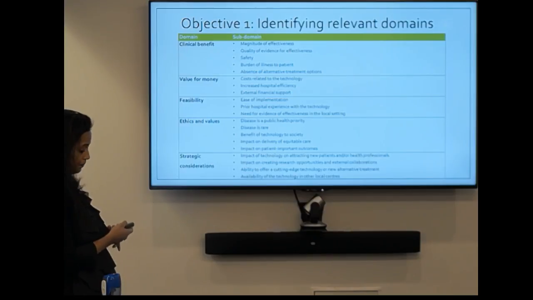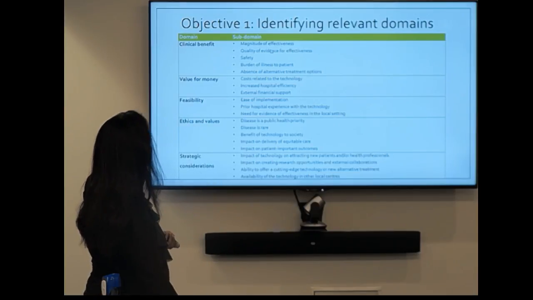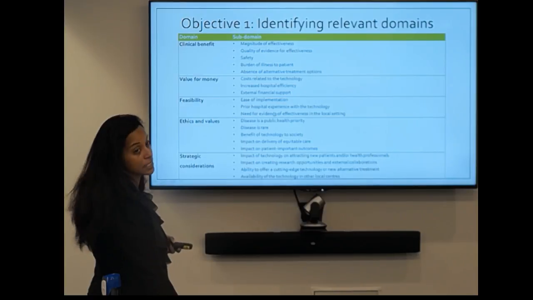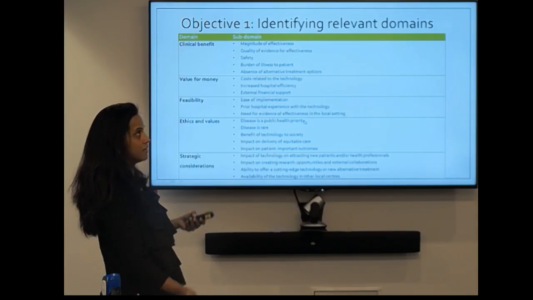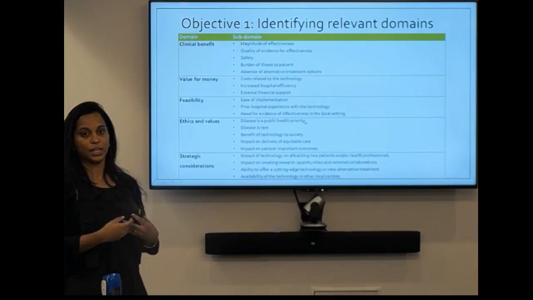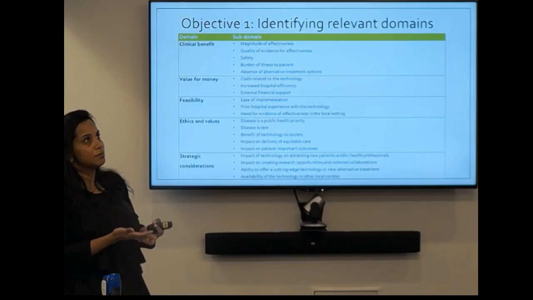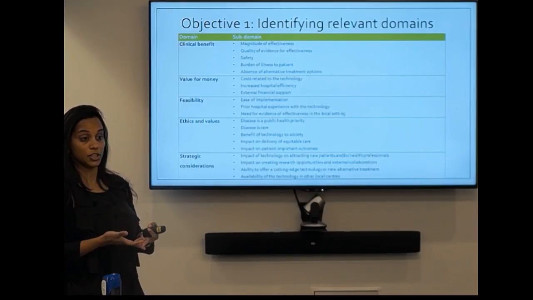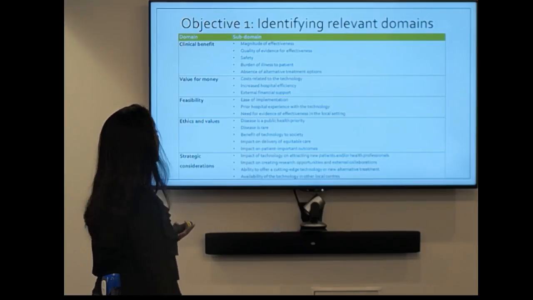So you have clinical benefit, so your usual effectiveness and safety. These pertain to cost. This pertains to the feasibility of implementing a technology at the hospital. And then this section is called ethics and values, because there's this enormous emphasis today to incorporate ethical considerations and societal preferences into decision making. And so it's a fairly nebulous concept, and we identified these factors.